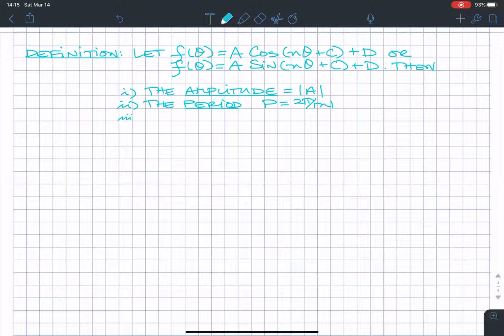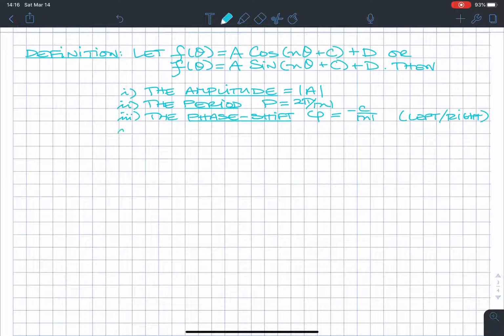Number 3, the phase shift. So here's a new definition. Phase shift. We're going to call that phi. And that's going to be the negation of c over n. And remember, that is the horizontal translation. So this is left slash right.